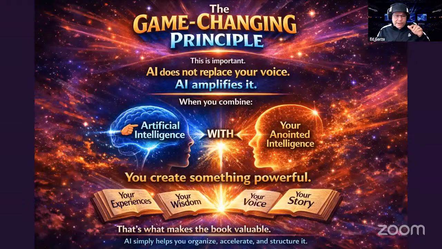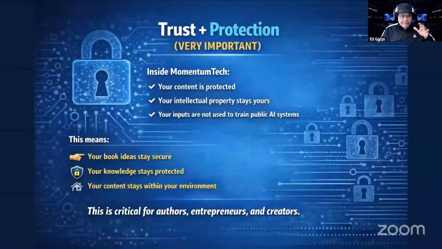is protected, number one. But it's important for you to see here that not only do we use artificial intelligence, we blend it with your anointed intelligence. When you create something powerful, amazing intelligence, amazing outcomes, right? Your experience, your wisdom, your voice, your story. Trust and protection is always important. Your login, it's your intellectual property. Iron guard guardrails. It stays within your environment.